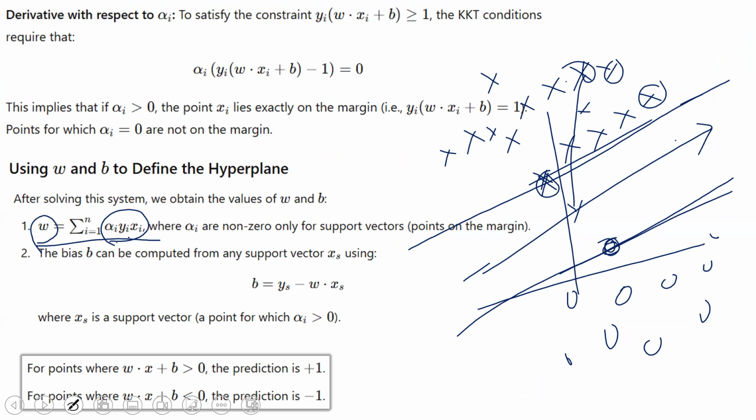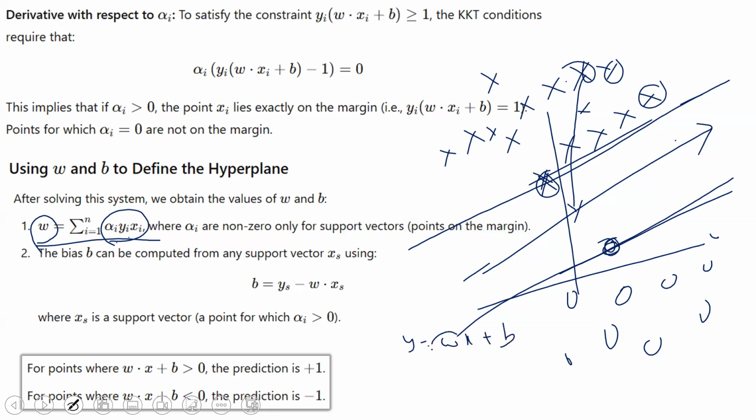Okay. Now the bias B is computed. Once W is found out, and W is found only by the support vectors, the linear combination of the support vectors determines W. And now how do we determine B? B is determined like this: y is equal to W transpose x plus B.